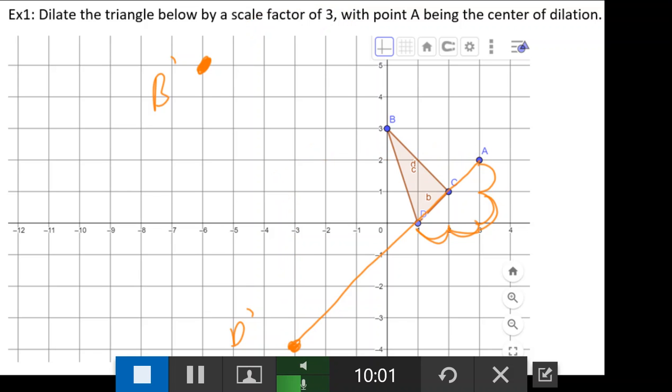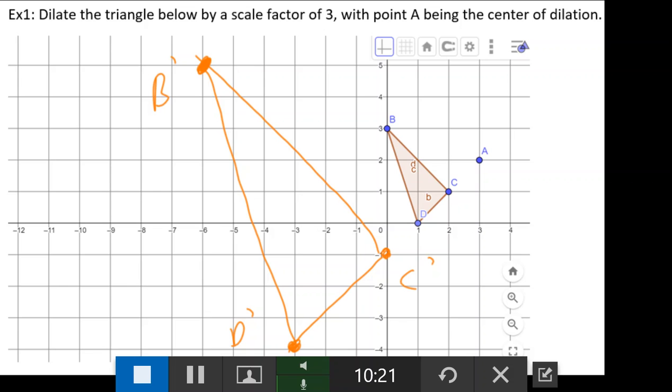Now, here's the last thing. I'm going to go ahead and give y'all C, because these are all worked out the exact same way. So here, your point C would actually be over here at 0, negative 1, which is right here. Here's what C prime would look like. And notice that if I complete this triangle here, it's literally the same triangle, except it is 3 times larger than the original triangle, and is 3 times further away from point A than our original triangle.